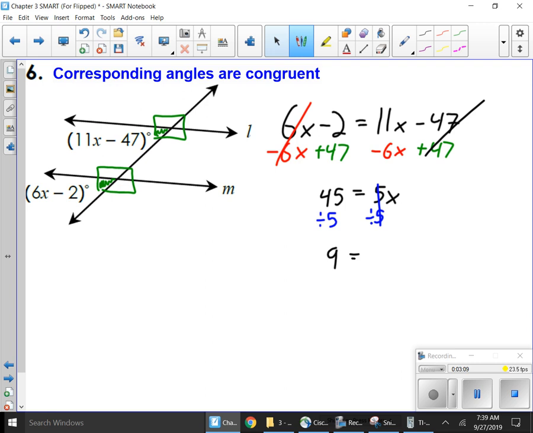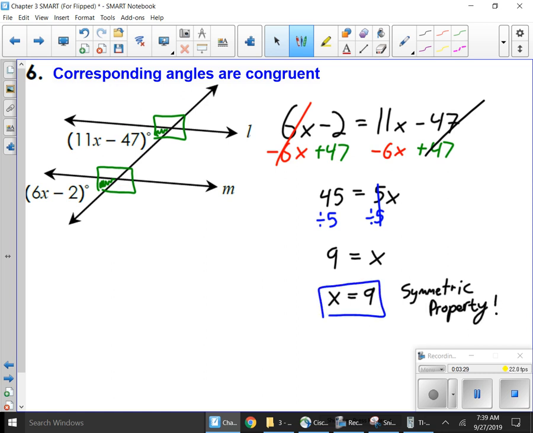If it really bothers you that I wrote 9 equals x, you could of course always switch it. And if this were a proof, we'd say, oh look, it's the symmetric property. Of course, we're not doing any proofs, so x equals 9 is all we're looking for.